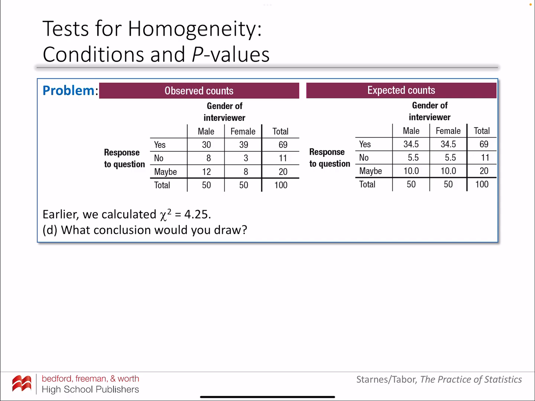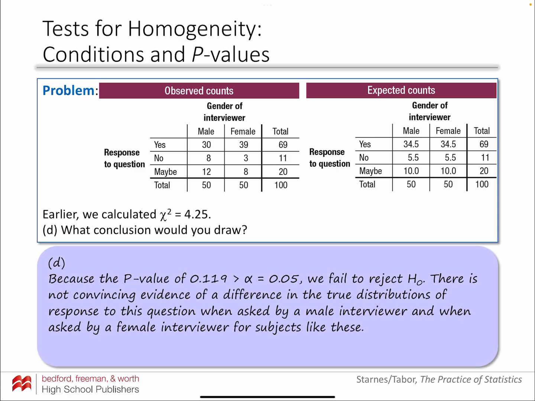And then what conclusion would you draw? So our p-value is 0.119, right? If our alpha is 0.05, our p is greater than alpha. We fail to reject H0. We don't have evidence of a difference in the true distribution of response to this question when asked by a male versus when asked by a female.